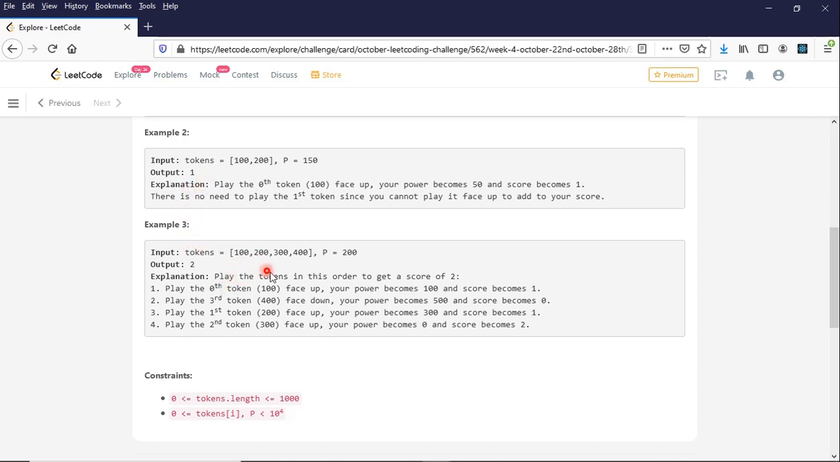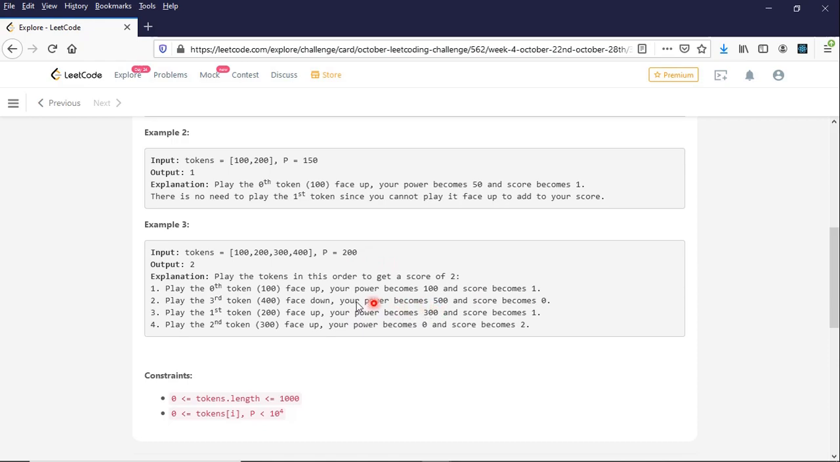Let's take example 3. Here the tokens are 100, 200, 300, 400, and my power value is 200. The minimum token value is 100. If I trade this 100 with my power, my remaining power will be 100, and since I am trading with power, I will have a score of 1 initially. That's what is provided in the first step. Now the remaining power is 100, so I can give back that score of 1 and get the 400 value. So 400 will be added to the power p, and the remaining power will now become 500.